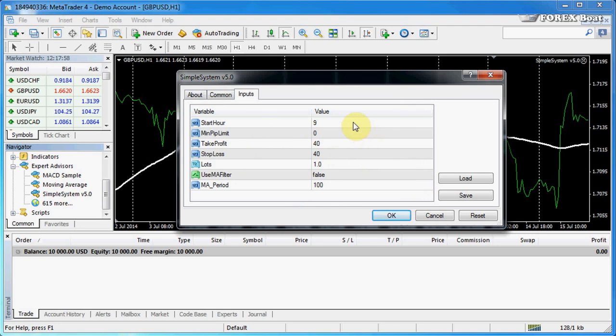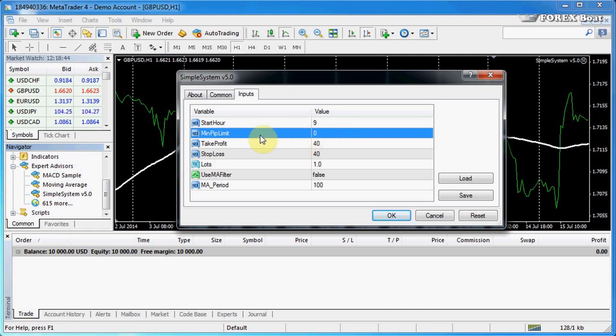Start hour is essentially the hour when we're looking for the trading pattern, and that was something that was outlined in the demonstration video. And here the default value is 9 o'clock in the morning. Min pip limit is a new parameter which has been introduced in Simple System version 5.0, and it is actually an improvement which was suggested by one of the students in the course on algorithmic trading for complete beginners, and it works quite well, and we'll discuss this further down the track in the course.